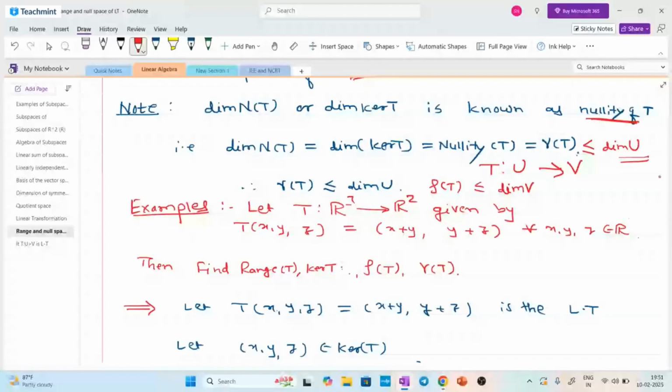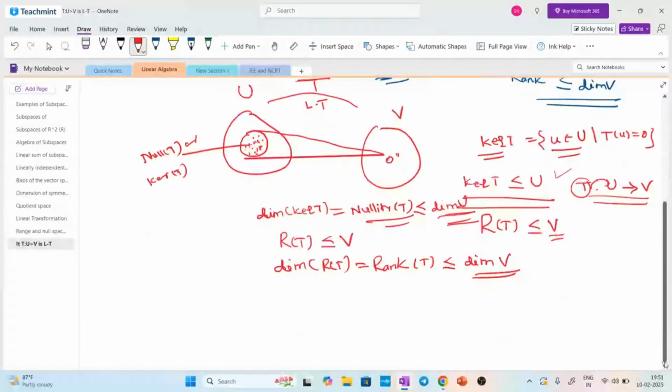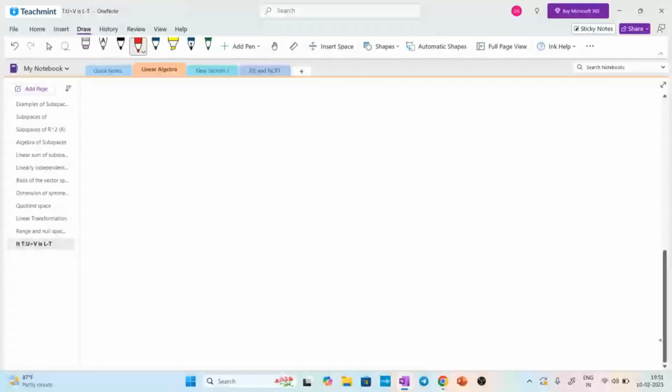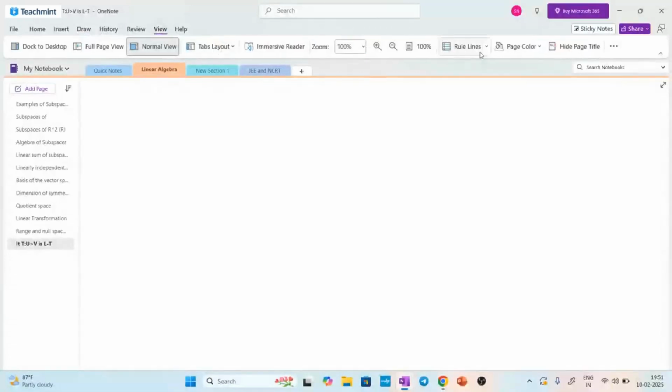In the exam, they may ask any one of these: rank of T, nullity of T, or kernel of T. That's why we will discuss them here one by one. Look at what they have done: T is given from R3 to R2.